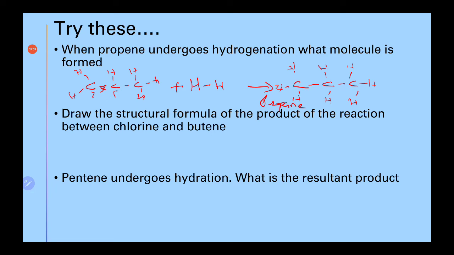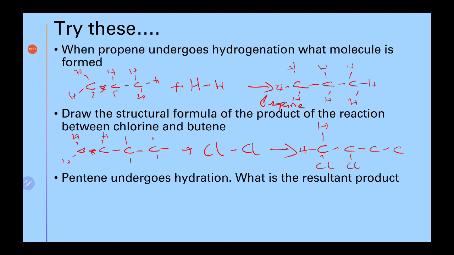Draw the structural formula of the product of the reaction between chlorine and butane. So butane, again, if we have the double bond here, I'm not going to add in all the hydrogens, I'll just add in the hydrogens here, here and here, but these would be full of hydrogens. And we're adding a chlorine molecule. So exactly the same thing's going to happen, that double bond's going to break, and our chlorines are going to be added to each of those two carbons. So we're going to end up with a saturated molecule full of hydrogens, except where that double bond was. So we end up with something that looks like that.